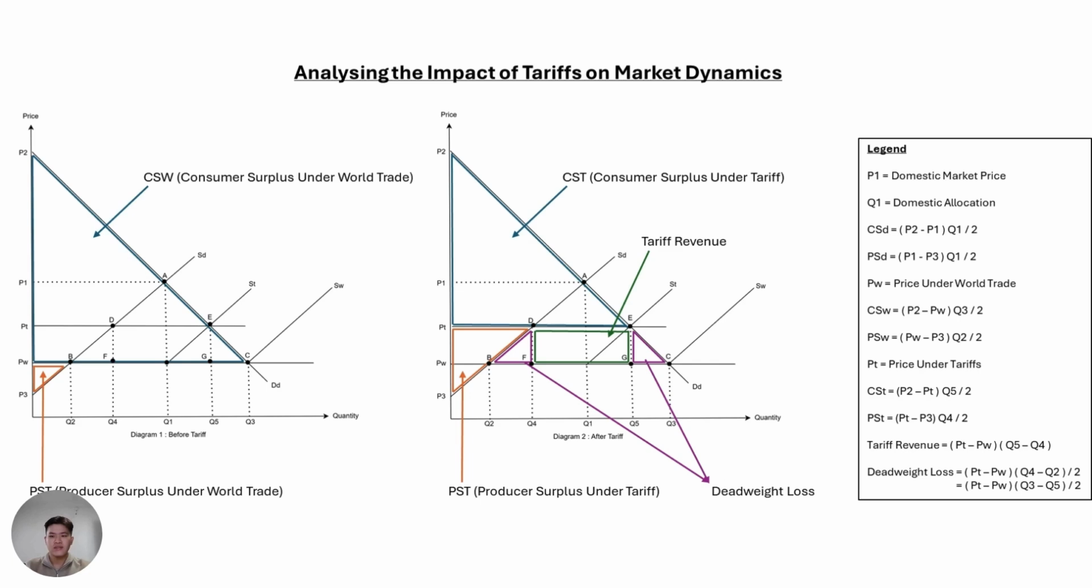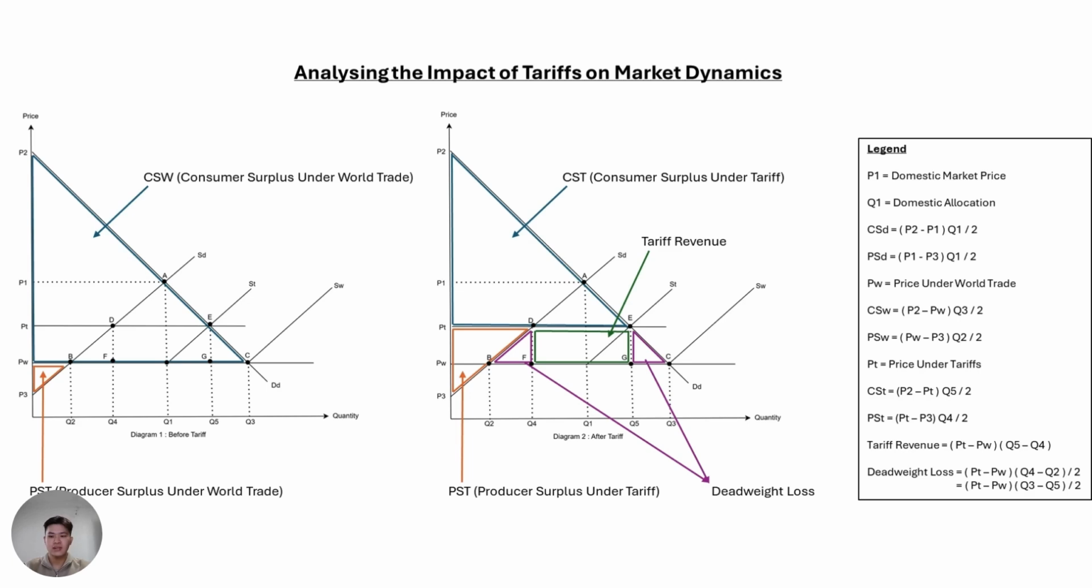The government collects tariff revenues from the imports between Q4 and Q5, represented by the green rectangle area E plus G. Now, deadweight loss. The purple triangle shows the market inefficiency caused by the tariff. Before the tariff, consumers could buy more goods at the world price. After the tariff, the higher price reduced demand, leading to a loss of consumer surplus, represented by the purple triangle on the right, area G.